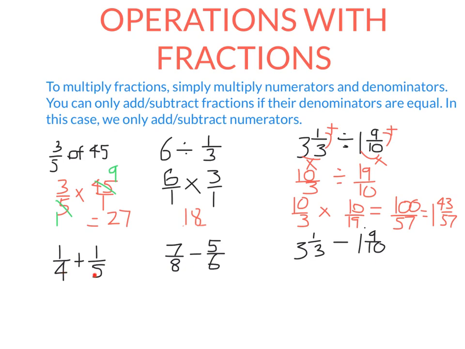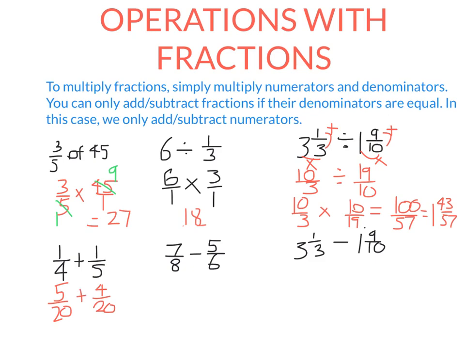The lowest common multiple of 4 and 5 is 20. 4 times 5 is 20. 20 is the lowest number divisible by 4 and also divisible by 5. So I'm going to make 1 over 4, I'm going to times top and bottom by 5. 1/4 and 5 over 20 are equivalent fractions. Here, I'm going to times top and bottom by 4, so it becomes 4 over 20. 1/5 and 4 over 20 are equivalent fractions.